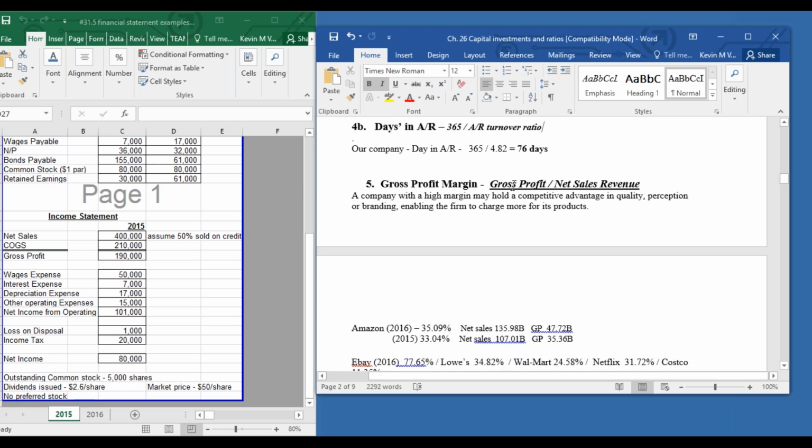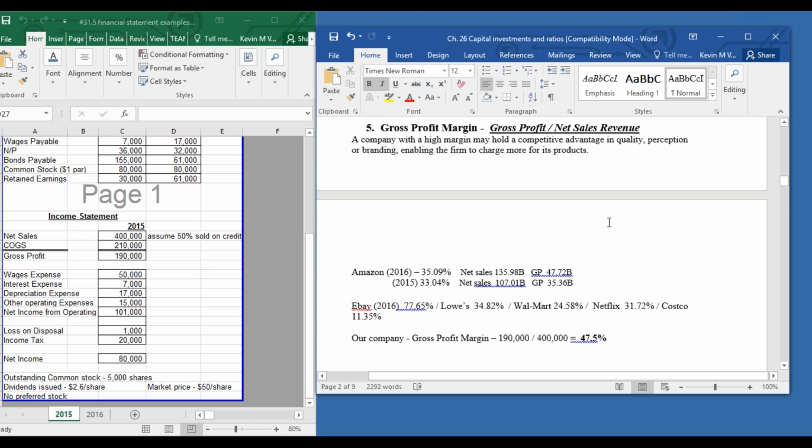So that's what this gross profit margin is, almost the exact same as our contribution margin. Same way to calculate it. Whatever our gross profit turns out to be divided by our net sales. So Amazon, their gross profit margin stayed relatively the same the 2 years, 35, 33%. And then you can see eBay again, the outlier. For every dollar they bring in, 77 cents goes to their bottom line.